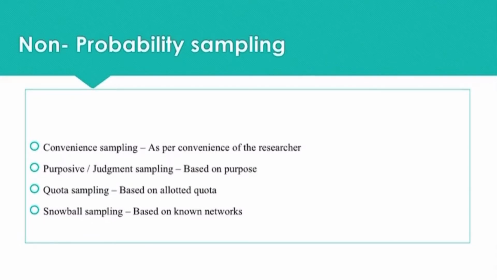Here also the population is divided into subgroups, but a quota is allocated for each subgroup. Quota is nothing but the number of items to be selected from each subgroup. So this quota is predetermined, but selection of samples to fill that quota is up to the researcher to decide.